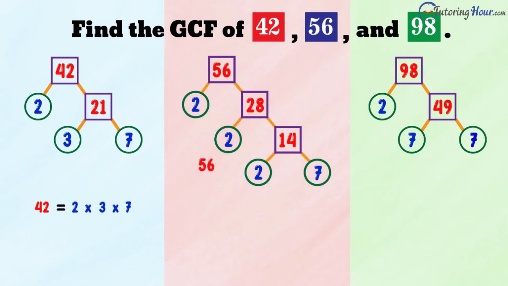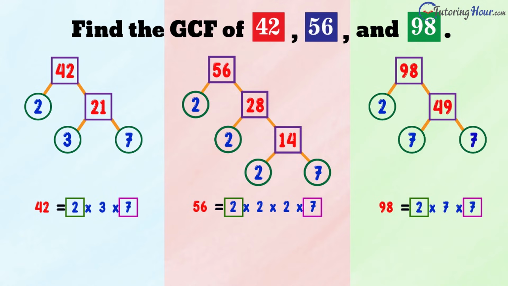56 can be expressed as 2 times 2 times 2 times 7. And 98 can be written as 2 times 7 times 7. 2 and 7 are the factors common in all the lists. The product of the common primes is 14, and that is our GCF too.